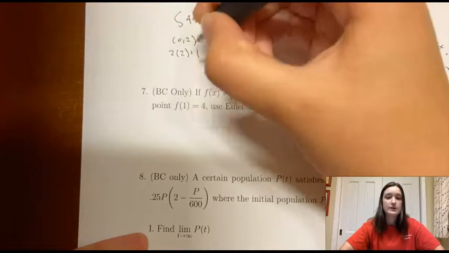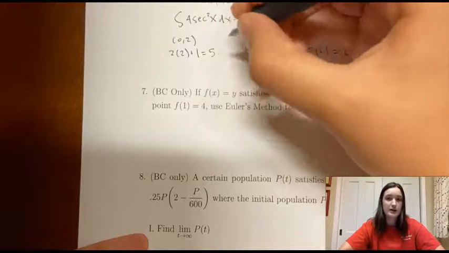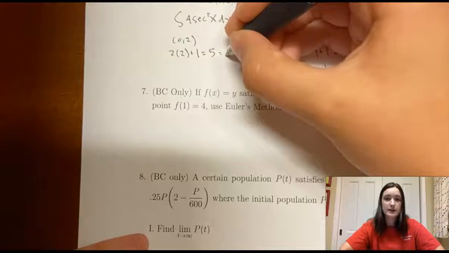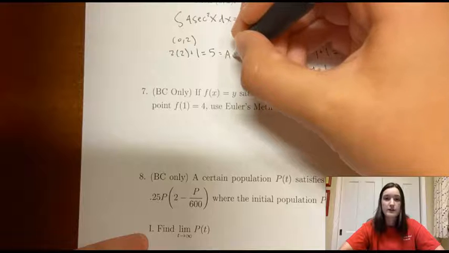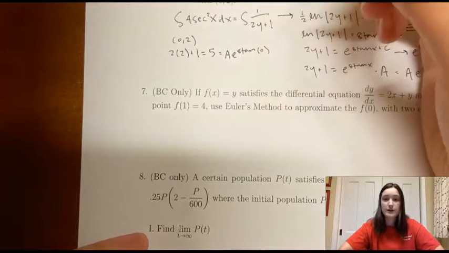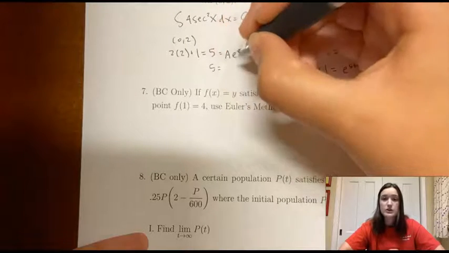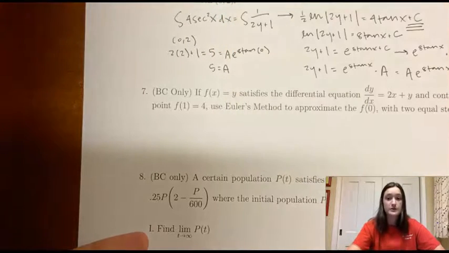Our given point is 0, 2. So thinking about that equation that we had, 2y plus 1, that's going to end up being 5. And then you set that equal to a e to the 8 tan x. Our x here is 0. Remember that e to the 0 is 1. So what you really have is 5 equals a.